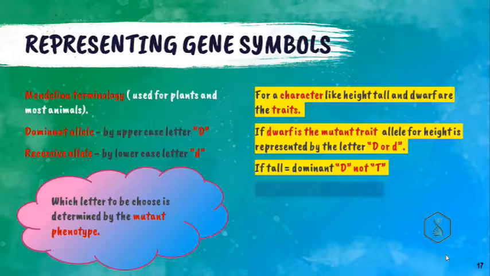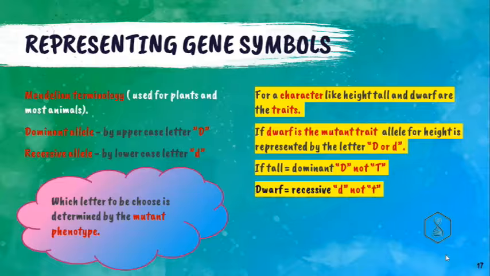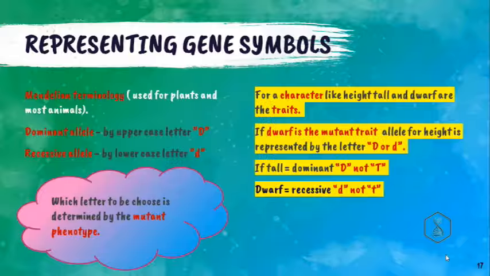That is, the trait tallness, which is dominant, is represented by capital D and not by capital T. And the recessive trait dwarfness is represented by small letter d instead of small letter t. That is, the letter for representing the gene symbol is determined by the mutant phenotype. Here, dwarfness is a mutant phenotype. Therefore, the letter for representing the trait is taken from the first letter of the mutant phenotype, dwarfness.